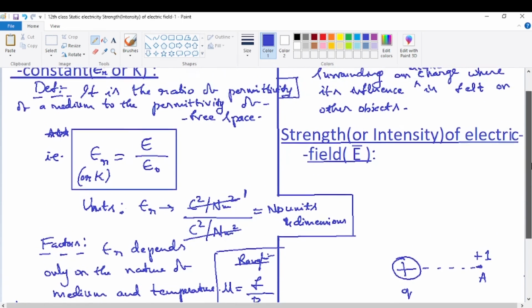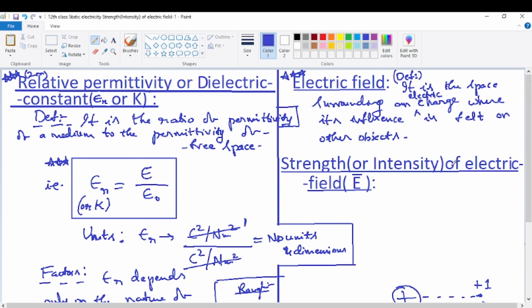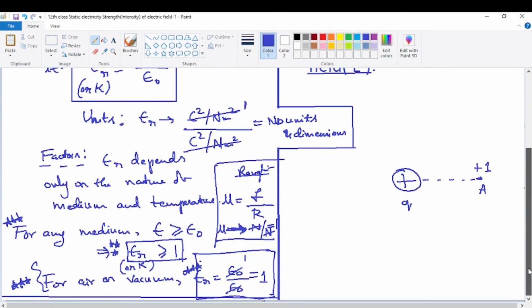Now, the strength or intensity of the electric field. Intensity or strength means how strong the electric field is. This strength is denoted by the symbol E bar. It's called simply the strength of electric field or electric field strength, or also the intensity of electric field, or in short, electric field intensity. Now, how do we know where the electric field is strong?